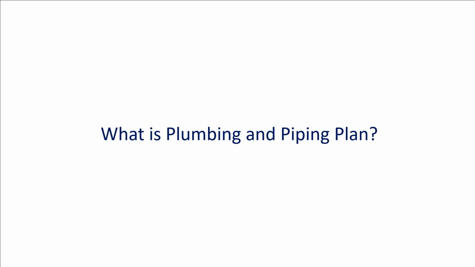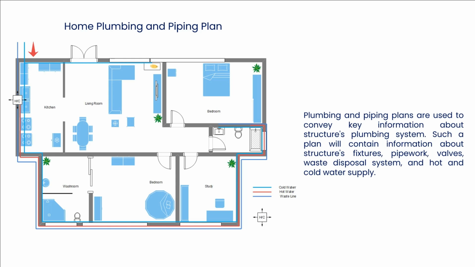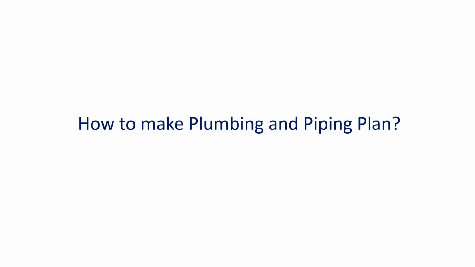In this video, we will learn how to create a plumbing and piping plan. Plumbing and piping plans are used to convey key information about a structure's plumbing system. Such a plan will contain information about the structure's fixtures, pipework, valves, waste disposal system, and hot and cold water supply. Let's learn how to create a plumbing and piping plan using EdrawMax.